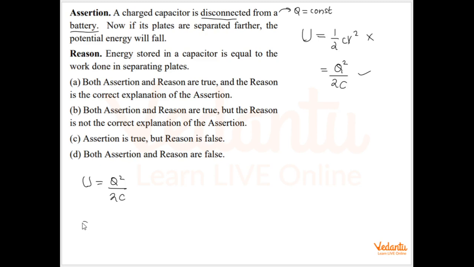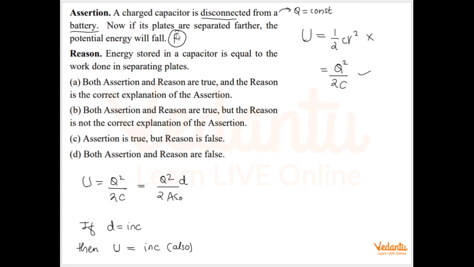Now C is A epsilon naught by D, so I will just write down Q square by 2 into A epsilon naught by D. Now from this formula it is very easy to see that if D is increased, then in the same proportion the potential energy also increases. And therefore, the assertion is false.